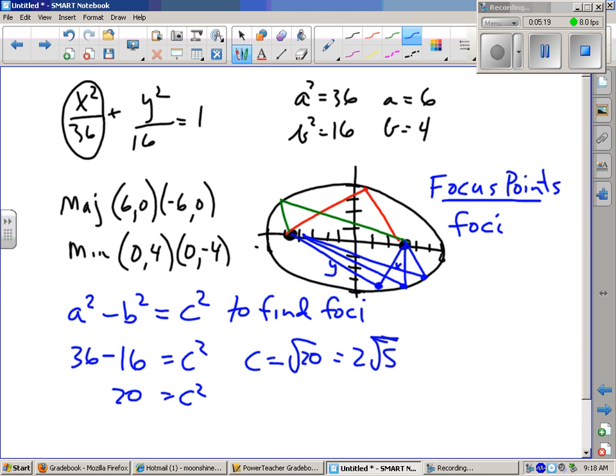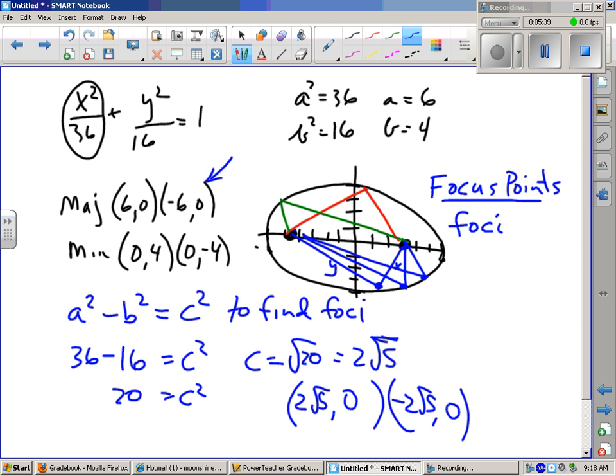All I need to know are the points. You don't actually have to place them on the graph. Now, they're always on the major axis. So since the major started with the x, I need to start with the x here too. So it's (2 root 5, 0) and (negative 2 root 5, 0).